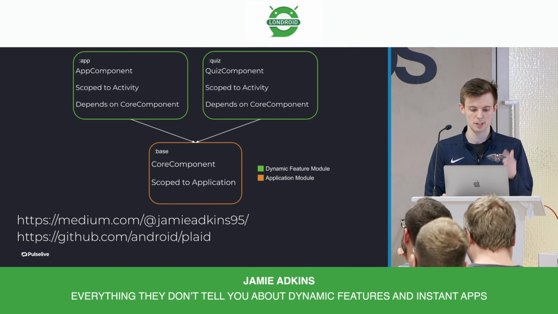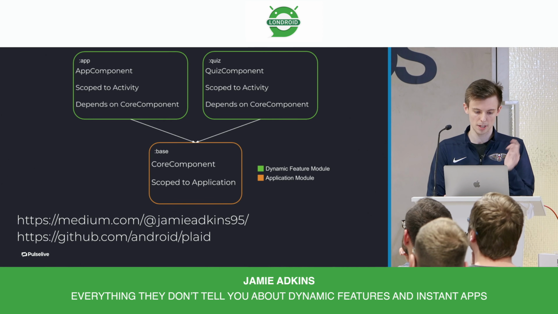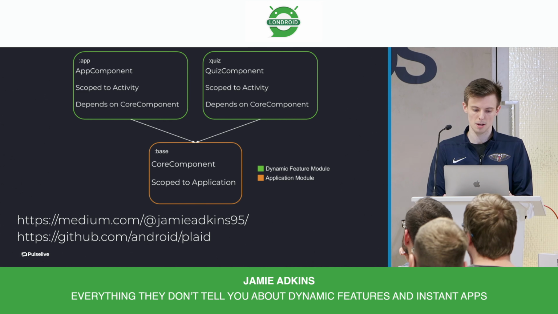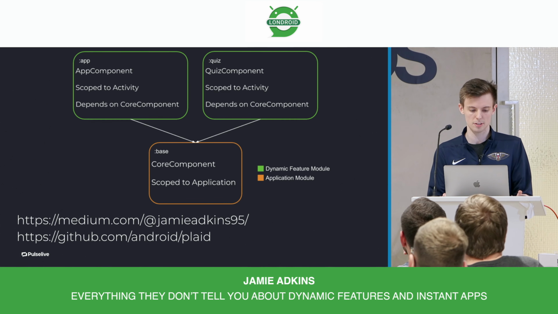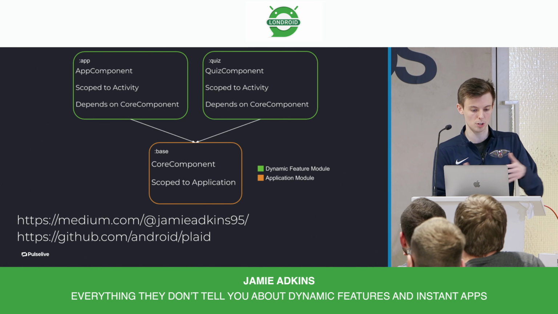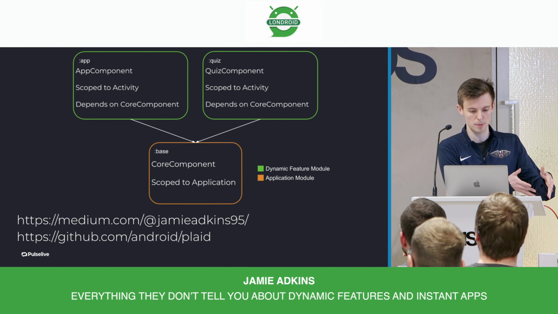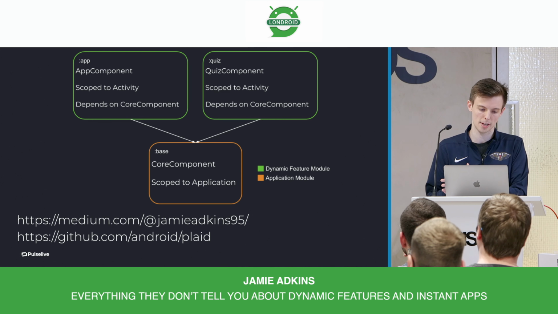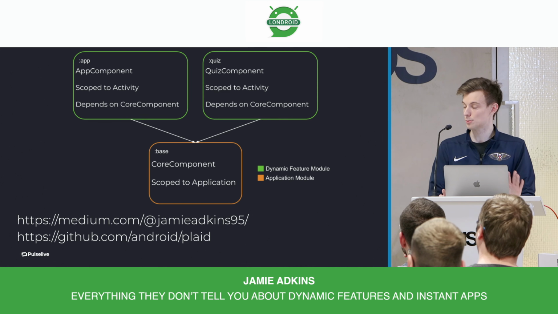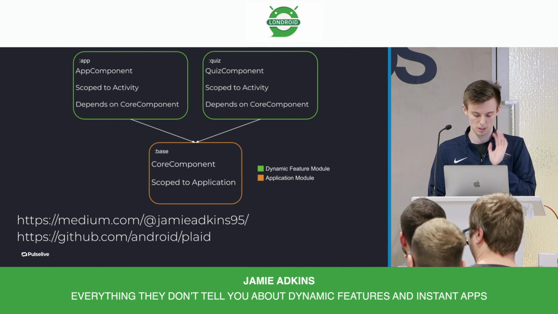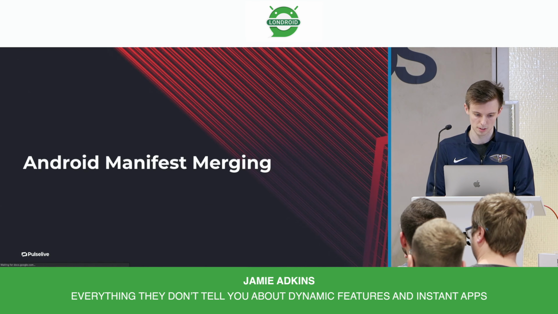We based this core component structure off of the Plaid sample project. Plaid is a sample app from Google that demonstrates how to use dynamic features. It's not an instant app project, but it's a dynamic features project. It's where we based our goal Dagger setup, while trying to get as close to that as possible without disrupting the app too much. So I'll mention Plaid a few times in this talk. Highly recommend checking it out.